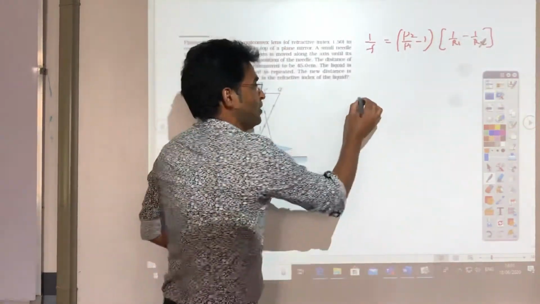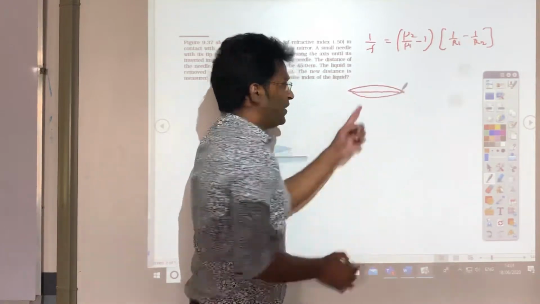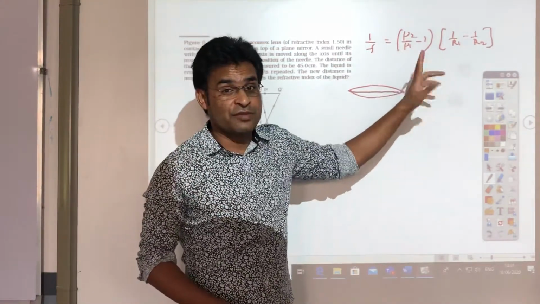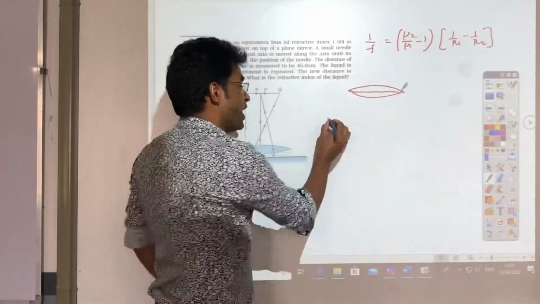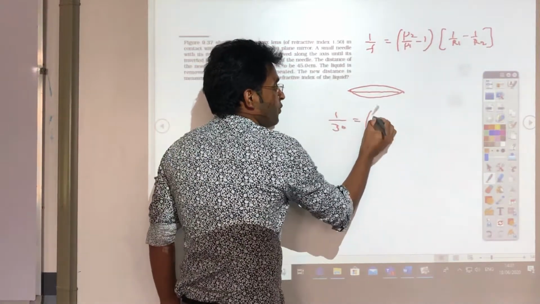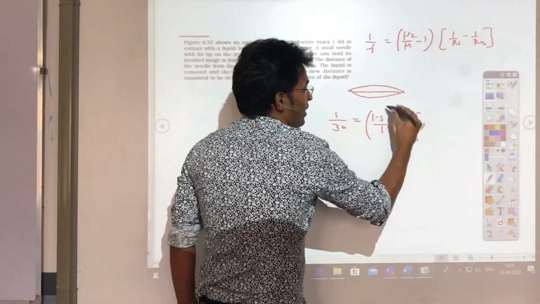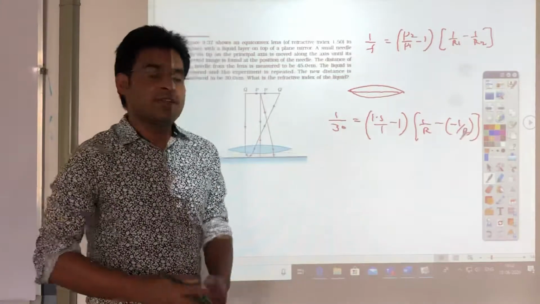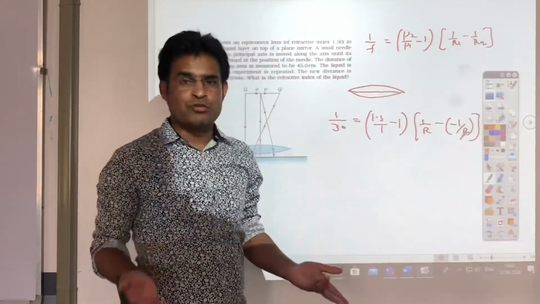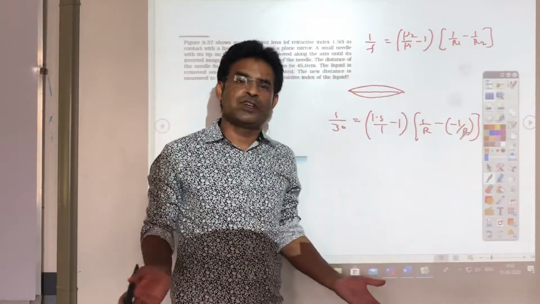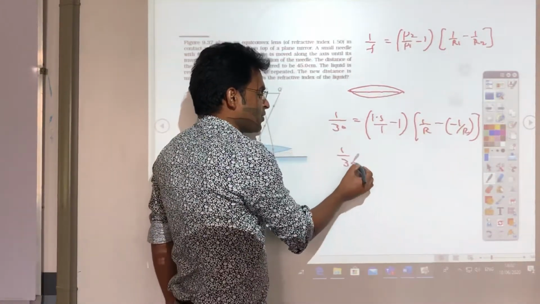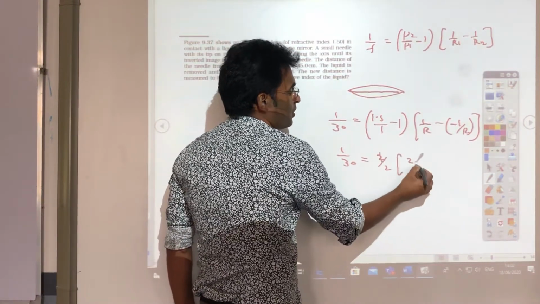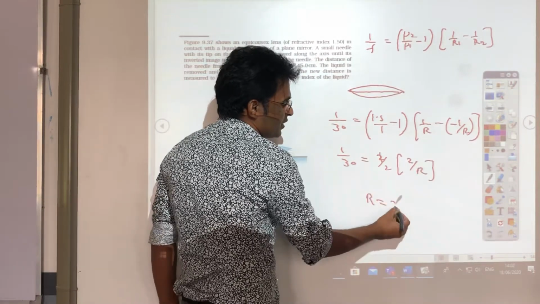I'm using this lens formula for the first lens. Given f is equal to 30 centimeter in the question itself. It's a biconvex lens, so r1 and r2 are equal in magnitude. So 1 by 30 is equal to 1.5 minus 1, times 1 by r minus 1 by r. Why minus 1 by r? One radius will be positive, the second radius negative, and the refractive index is 1.5 inside air, whose refractive index is 1. So 1 by 30 is equal to 0.5, means 1 by 2, times 2 by r. If I calculate, I'll get r is equal to 30 centimeter.